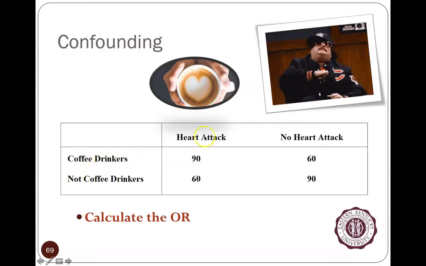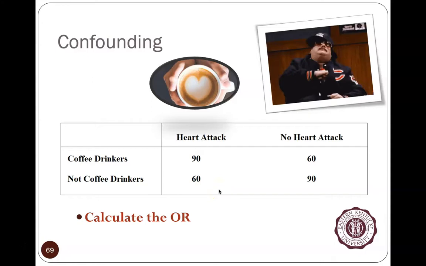Coffee drinkers and heart attack, non-coffee drinkers, heart attack. This is D bar: heart attack is disease, no heart attack is D bar, no disease. Coffee drinkers is exposure. Not coffee drinkers is non-exposed. We've got our 2x2 table right here. So how are we going to do our odds ratio? A times D over B times C. So what do we get?